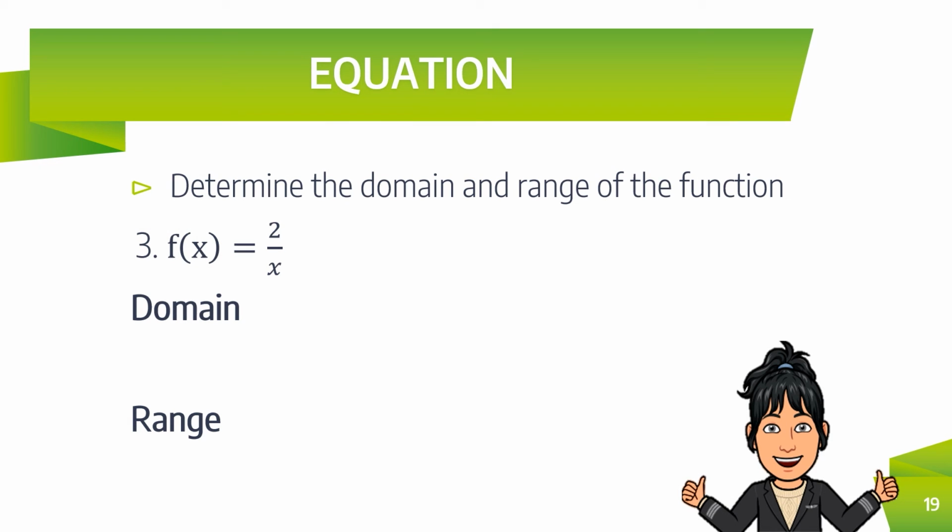Determine the domain and range of this given equation: f of x equals 2 over x. As you can see, the given is a fraction, and 0 cannot be substituted as the value of x in the function because it will become undefined, since x is the denominator. So, the domain is all real numbers except 0, and it is written as the set of x such that x is not equal to 0.